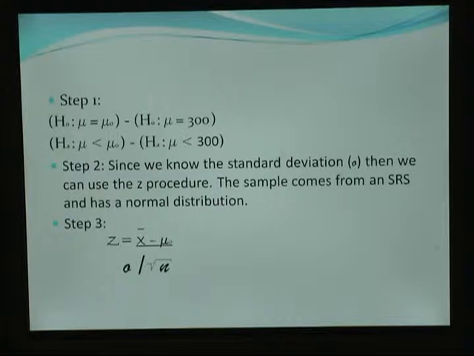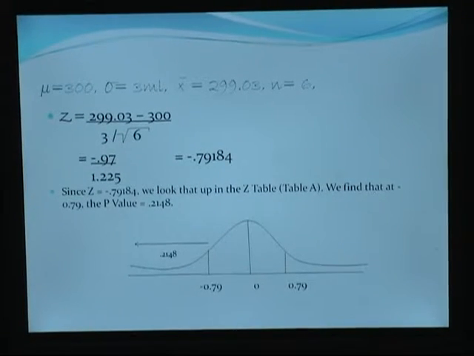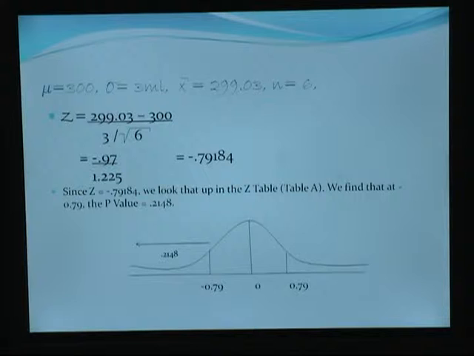Step 3. Z equals x bar minus the given mean all over the standard deviation divided by the square root of n. Continuing on from step 3, we use the formula Z equals x bar minus the given mean divided by standard deviation over the square root of n. We know that the given mean is 300 and the standard deviation equals 3 milliliters. Our x bar, the sample mean, equals 299.03 and n equals 6 because there were 6 samples.